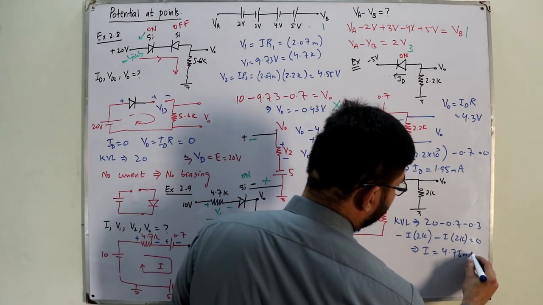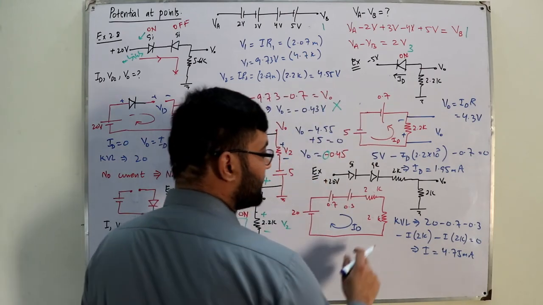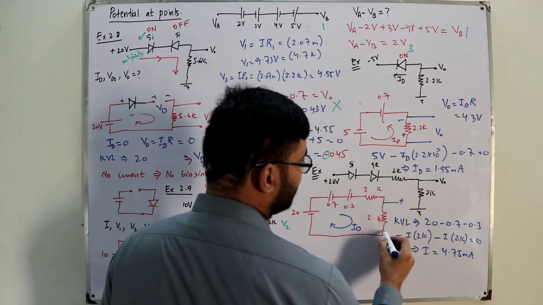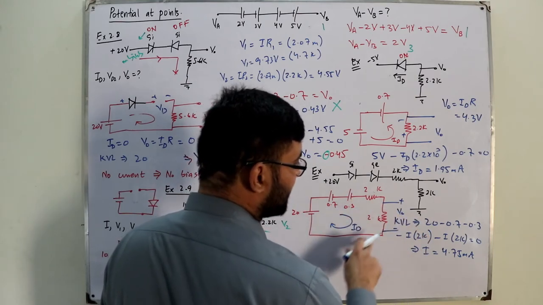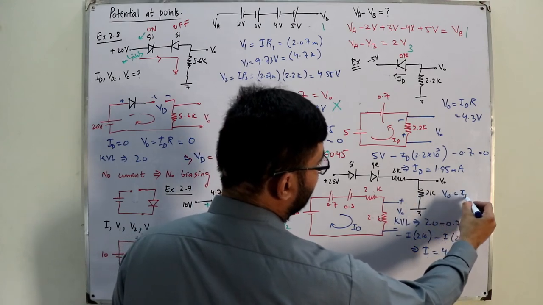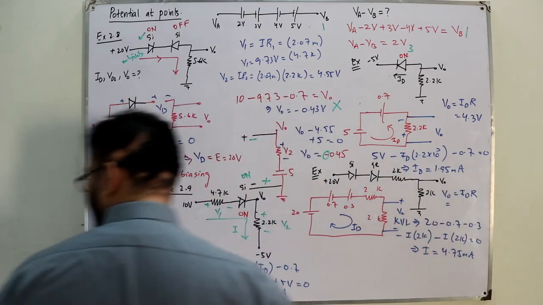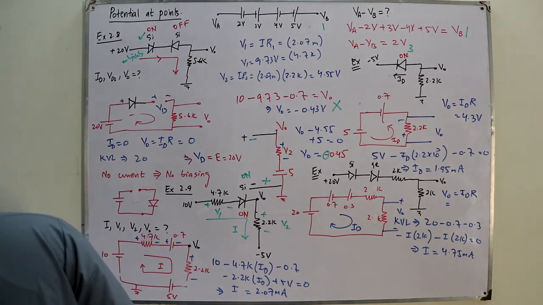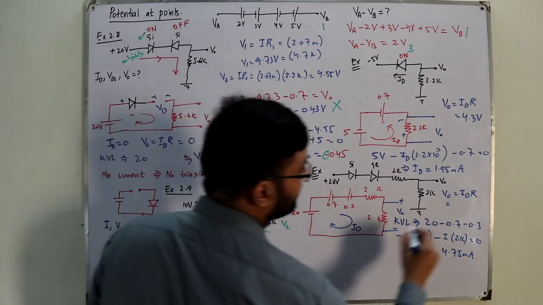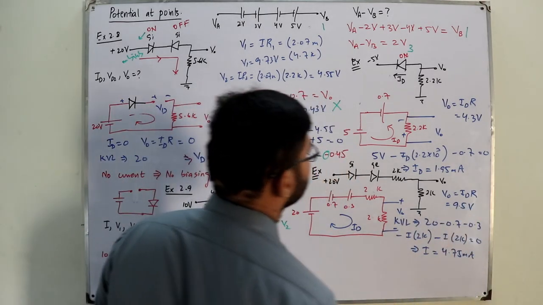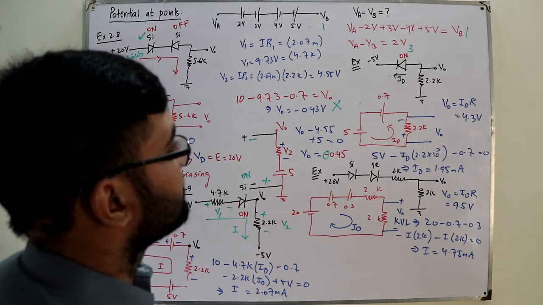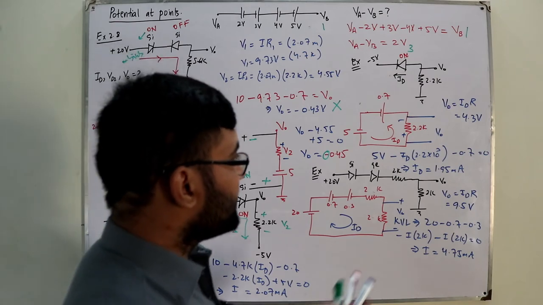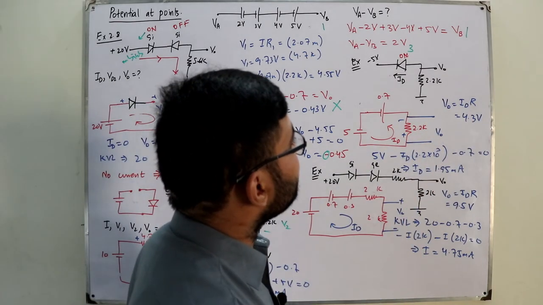4.75 milliamperes. V naught is the voltage over here, which means if this is a plus, this is a minus, V naught is over here. So V naught is ID times R. Put in ID and R, and the value comes out to be 9.5 volts. Fine?